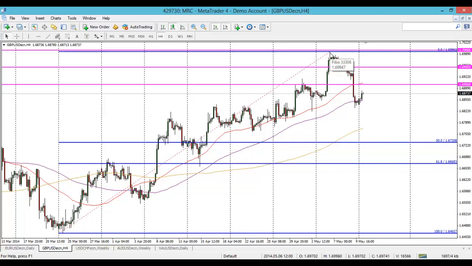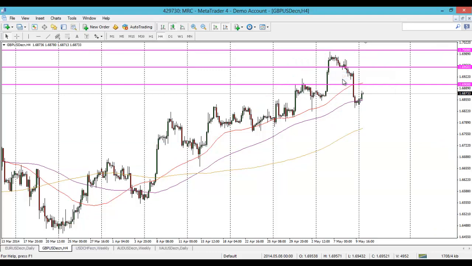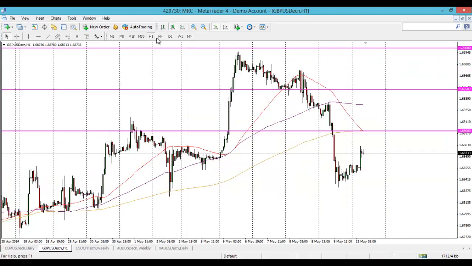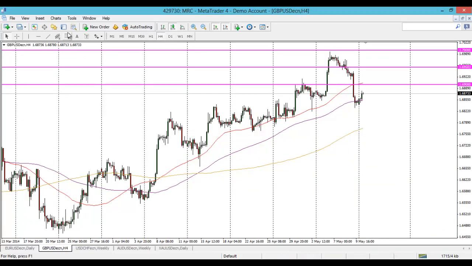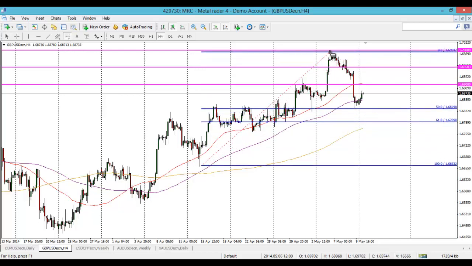So yeah, the 50% there comes at 1.6738. Of course we're still about 140 pips away from that, but things can come down fast, so keep an eye on that. In terms of the other fib moves, I think what we're coming off of at the minute is this move here. Yeah, you can pretty much see that.